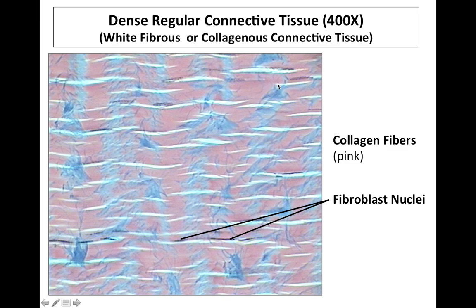What is unique about these pink collagen fibers is that they lie in parallel patterns to one another. And so they give you this almost wave approach as you examine the tissue. This is what makes this tissue regular. All the collagen fibers are running in the same direction, parallel to one another. It's referred to as dense because there's very little space between the individual collagen fibers. They are densely packed.